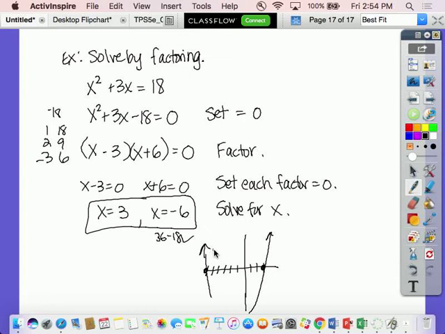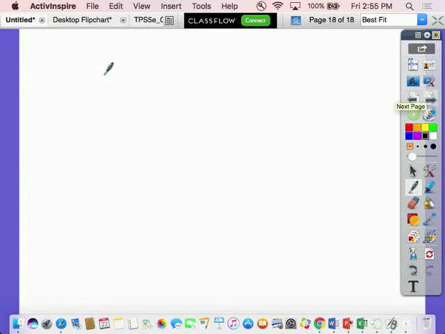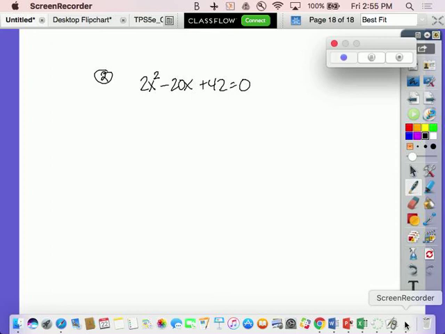So let's look at this problem. 2x squared minus 20x plus 42 equals 0. All right, so looking at this problem, it's already set equal to 0. So step 1 is done. Step 2. What is step 2?